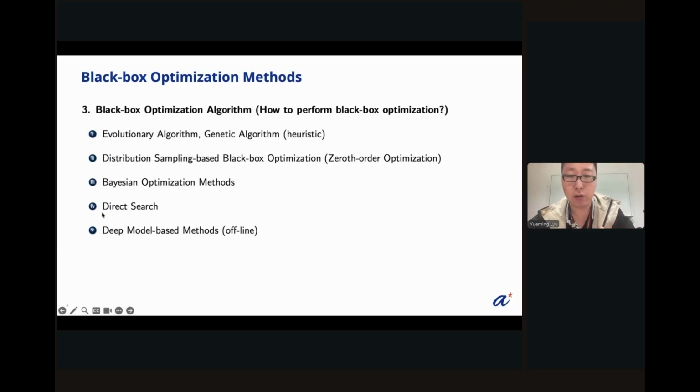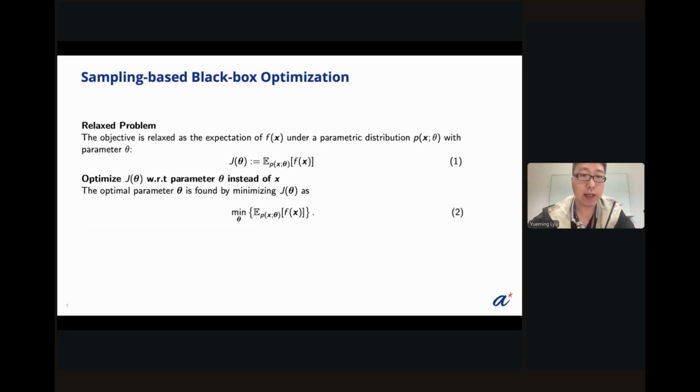Another kind of black box optimization is direct search, which usually builds a search on a grid or on a lattice. The last one is deep learning model based, which usually trains a deep model using offline data. Today I will focus on sampling-based black box optimization.